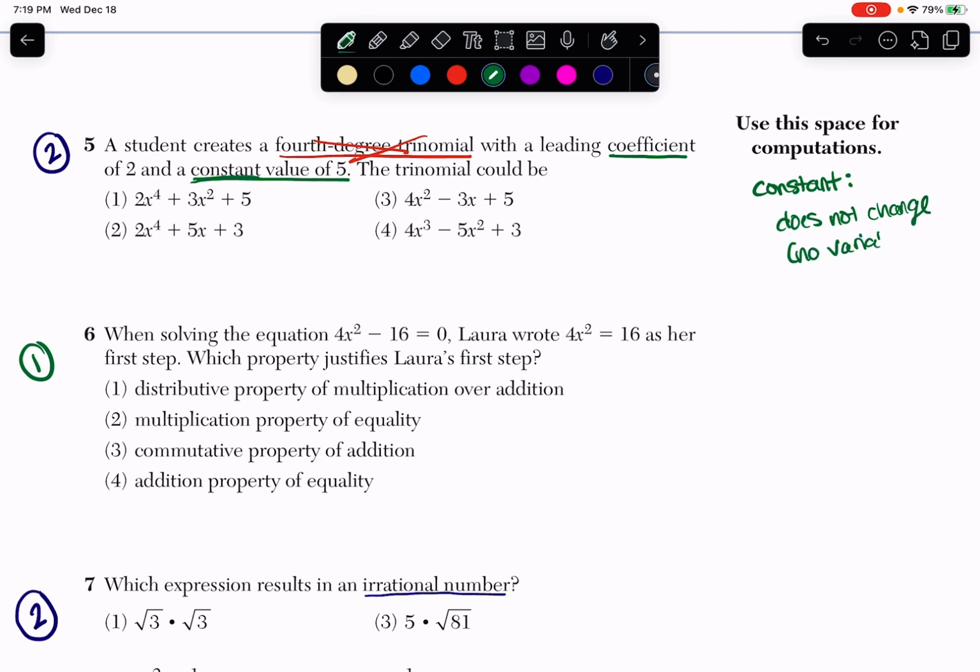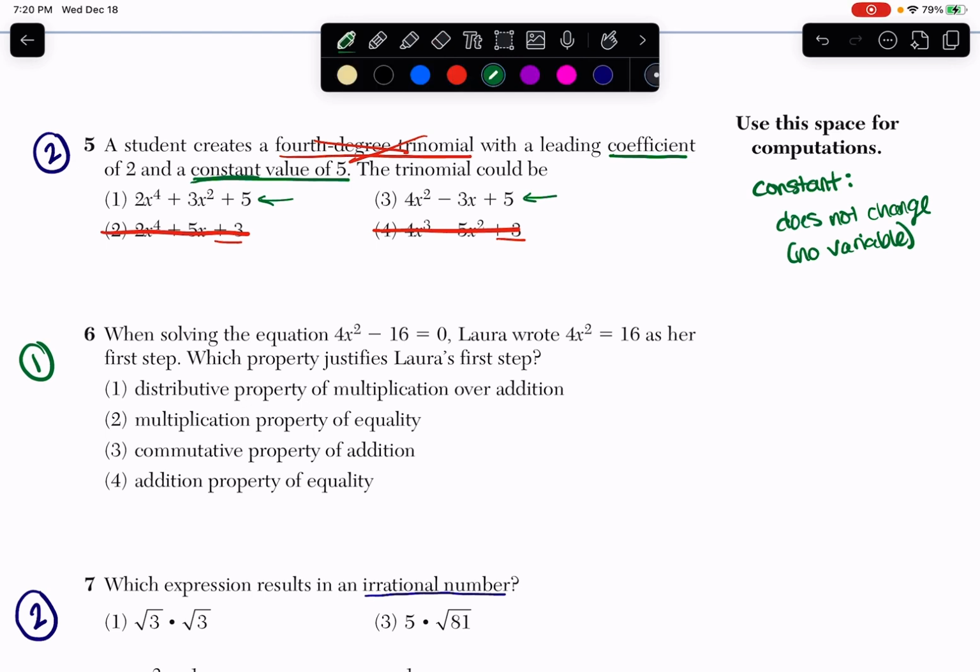So if I'm looking at these answer choices and I want my constant value to be 5, I'm going to notice that answer choices 1 and 3 have 5 without a variable on them. But it seems like the constant value in 2 and 4 is plus 3. So I don't need to know anything about trinomials to say it looks like the constant value of 5 is only in answer choices 1 and 3.